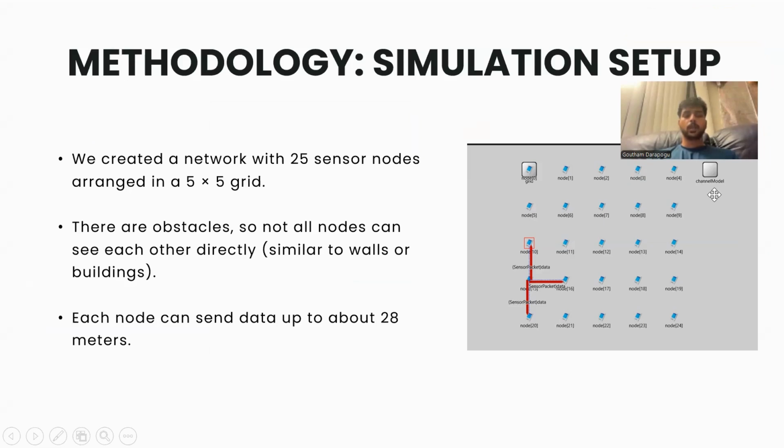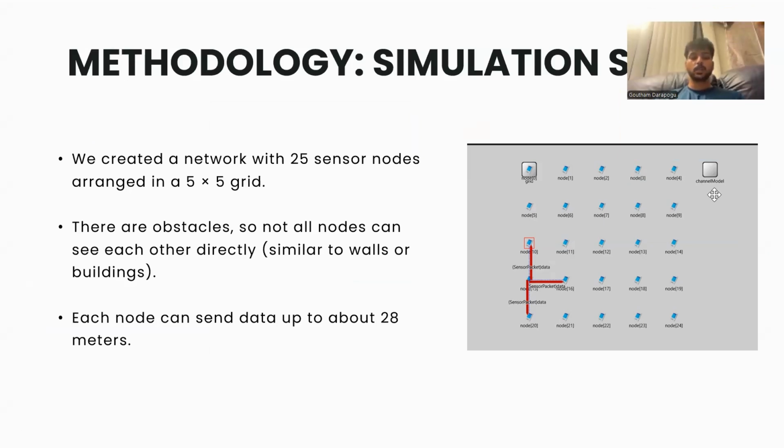I am Gautam Darapogo and I dealt with the topology in this project. Here we can see the simulation setup. We created a 25 node wireless sensor network arranged in a 5 by 5 grid. We added obstacles so not all the nodes can see each other directly, and each node can send data up to 28 meters. So packets travel in multiple hops. The next slide, please.